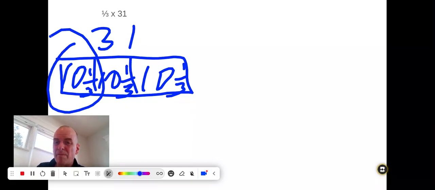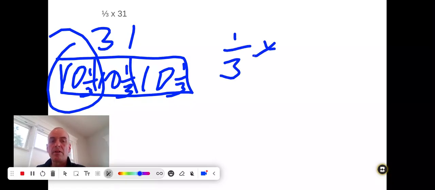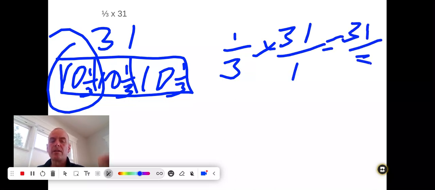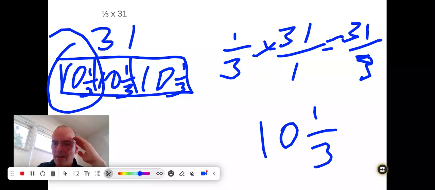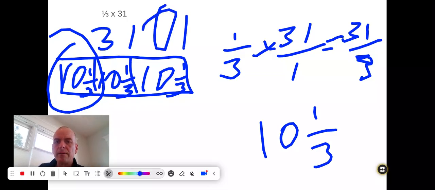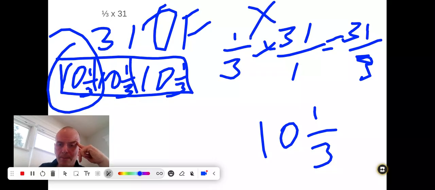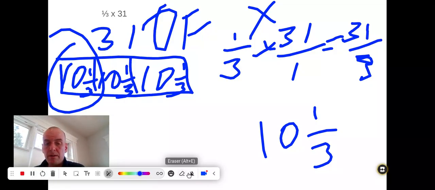See, that's a little harder when the denominator and the whole number don't go into each other equally. So the other way to do this is 1/3 times 31 over 1 equals 31 thirds. Then you can just simplify that to be 10 and 1/3. Okay? So we have the "of" way and we have the multiplication way. Neither are easy all the time. You just kind of have to know them both. Should we do another one? Last one?